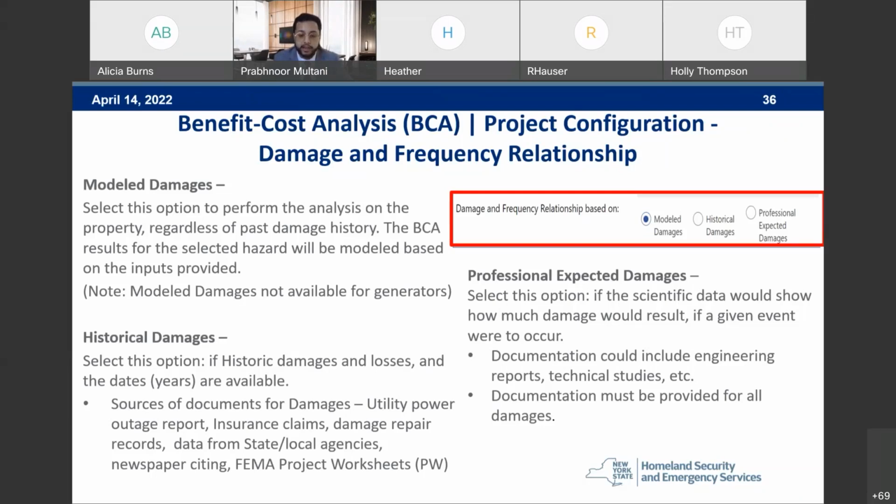And then lastly, we have professional expected damages. You can select this option if the scientific data you have would show how much damage would result if a given event were to occur. For this, documentation can include engineering reports, technical studies, etc. There must be documentation provided for all damages used for professional expected. Next slide, please.